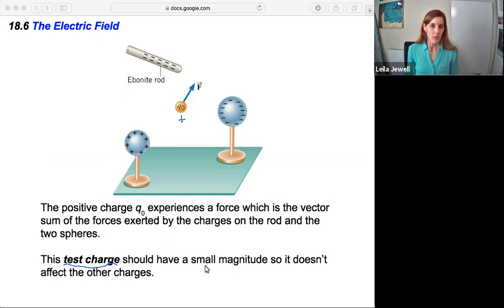So the key is that we want the test charge to have a pretty small magnitude so it doesn't influence the other charges. We're also always going to assume that the test charge is positive. So that's something else that you can note and remember. It's a useful little bit to hang on to. So we're going to pay attention to what a positive charge does. Now, thinking about this specific example, we can start to put some numbers to it.